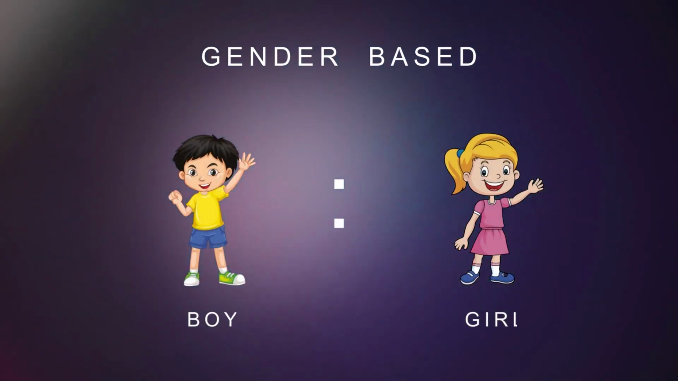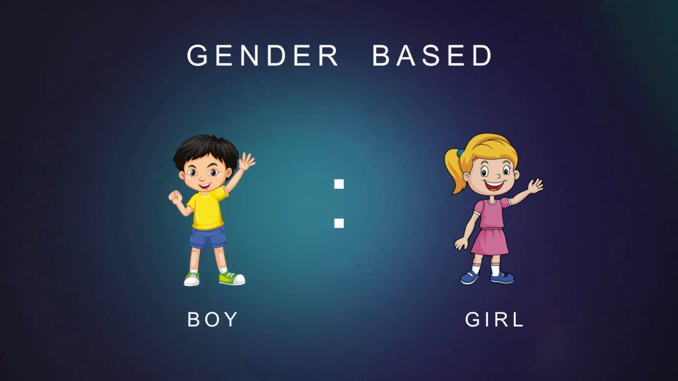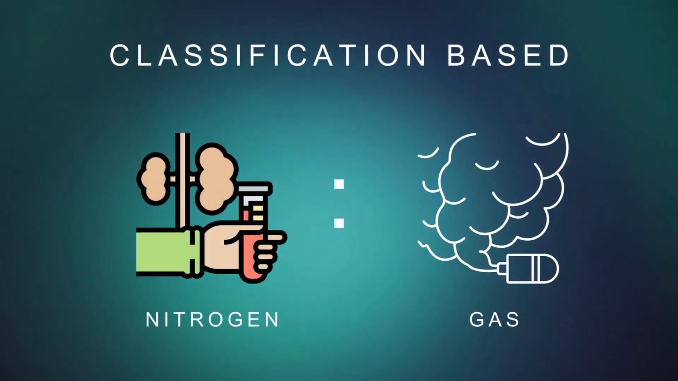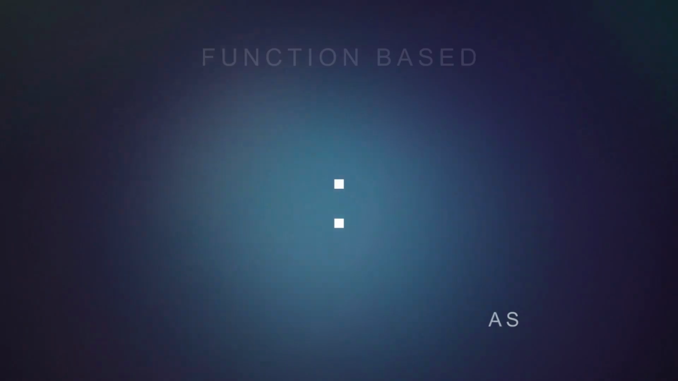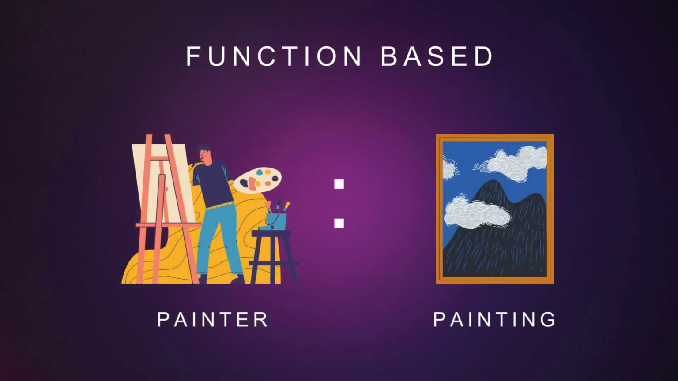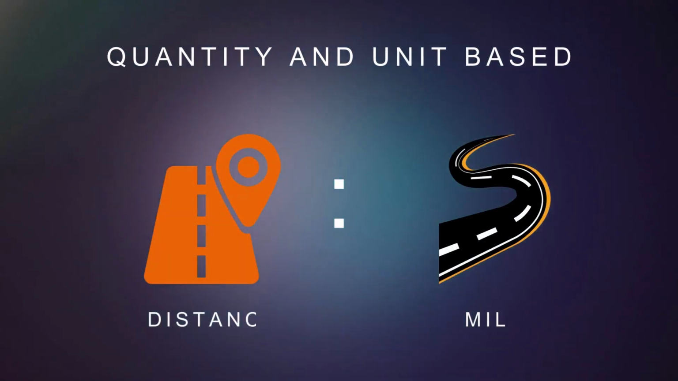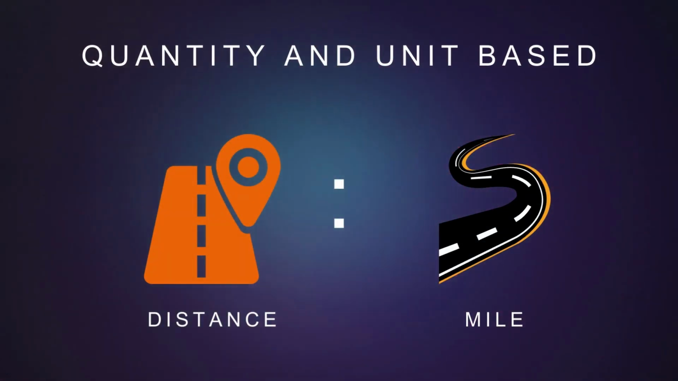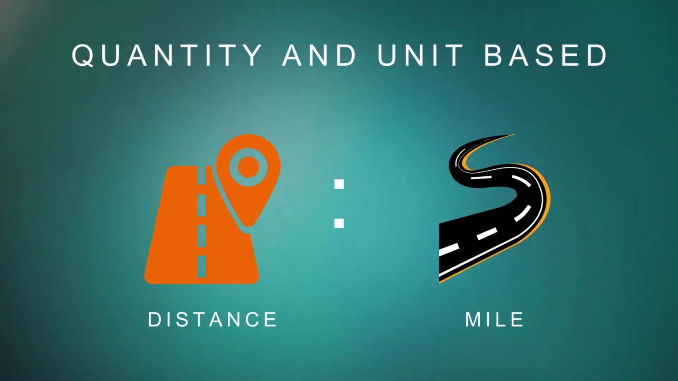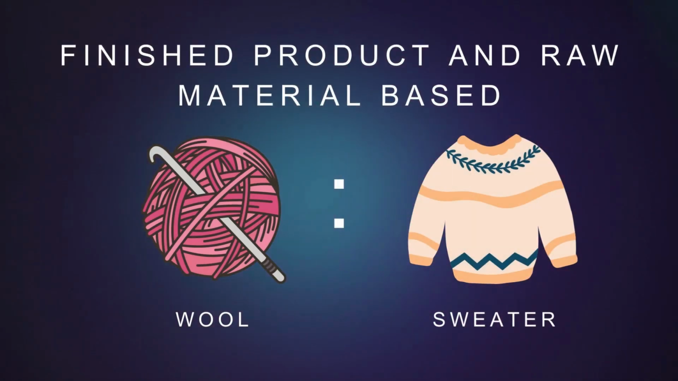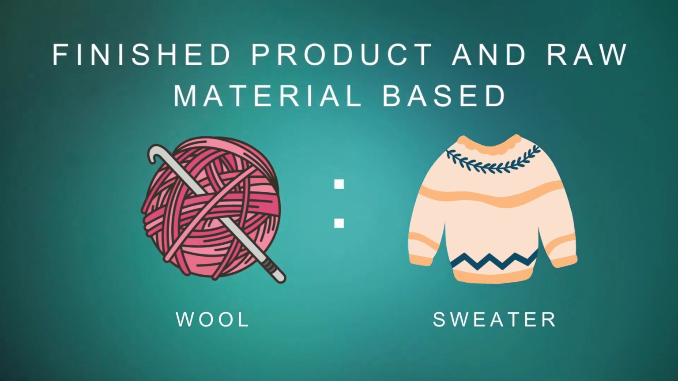Boy, girl. This example is gender based. Nitrogen, gas. This example is classification based. Painter, painting. This example is function based. Distance, mile. This example is quantity and unit based. Wool, sweater. This example is finished product and raw material based.